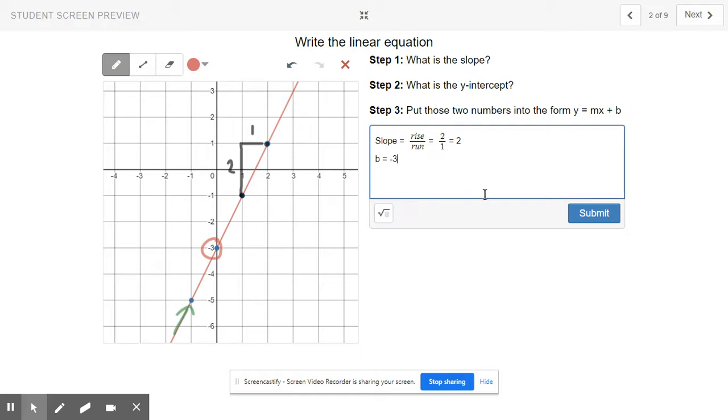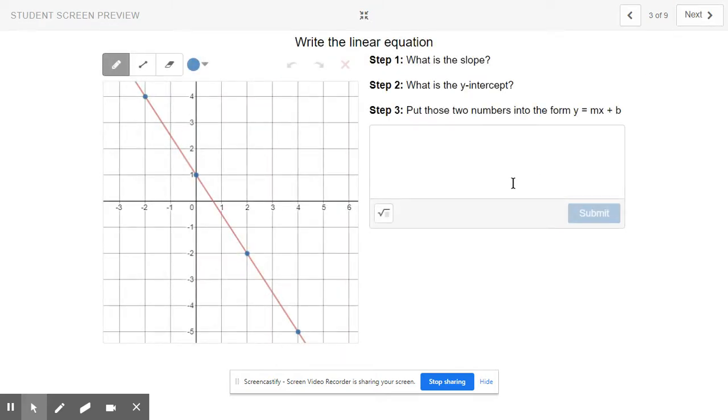Once you have these two things, we can put it into the equation. Your equation will always start y equals, and we're going to put the slope right in front of the x, so we're going to have 2x. Then at the back of the equation is going to be your y-intercept. In this case, because it's a negative, we're going to do -3. So our final equation for this line is right here: y equals 2x minus 3.